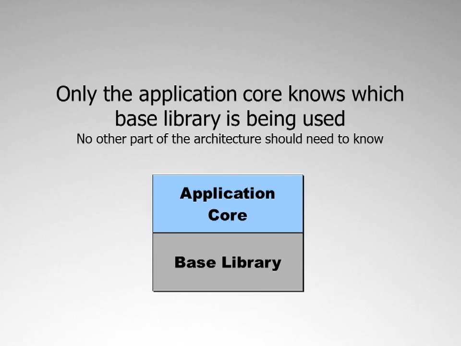The application core is the only thing that knows which base library is being used because it's using those APIs directly. And so if you change the base library, then you also need to change the application core, and that's okay because you're still limiting your changes to one area.